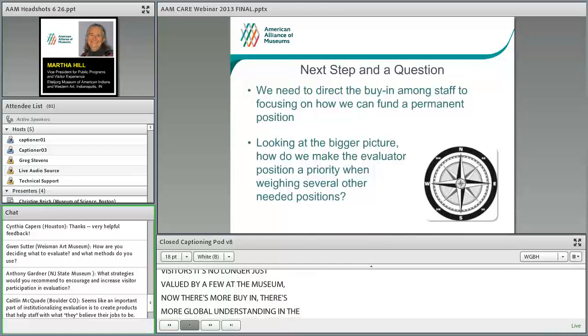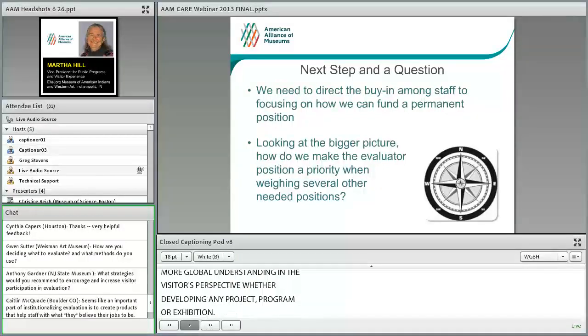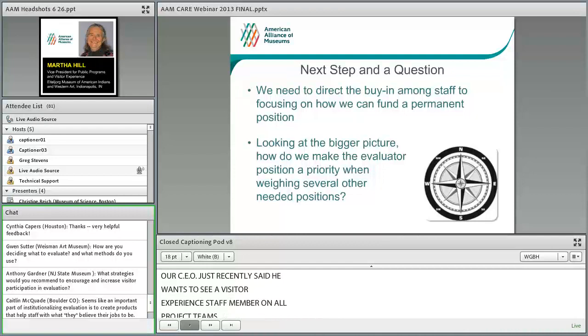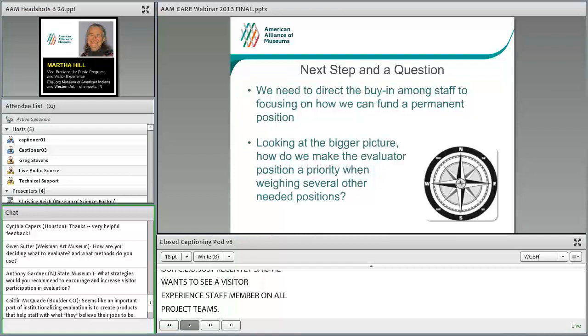What we can learn by engaging with and listening to our visitors, it's no longer just valued by a few at the museum. Now there's more buy-in, there's more global understanding of the importance of the visitor's perspective when developing any project, whether it's a program or an exhibition. The question is, are we where we want to be? No, but we certainly have more staff buy-in, and that staff buy-in truly is at all levels.